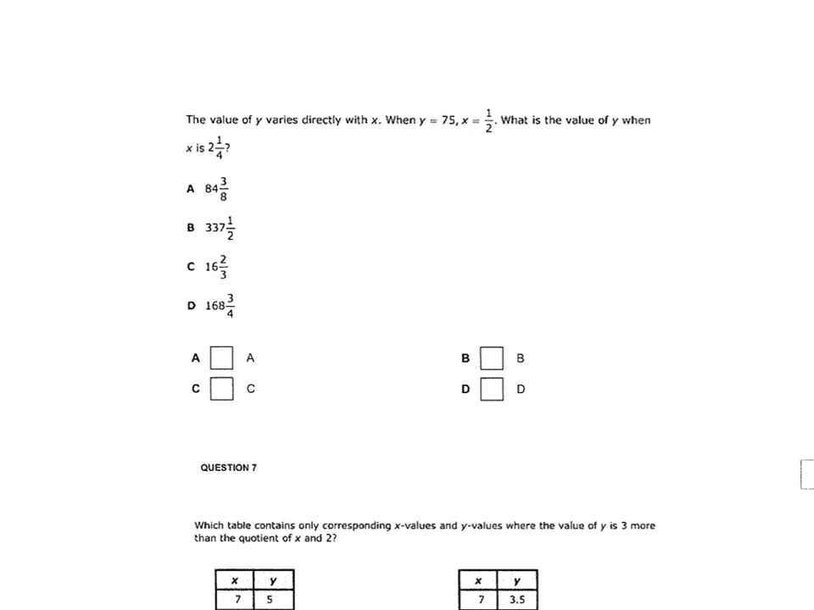The next one, the value of y varies directly with the value of x. So that's telling you what your fraction looks like. It looks like that. So when y is 75 and x is 1/2, I'm going to divide that and turn it into a decimal. 1 divided by 2 is 0.5.